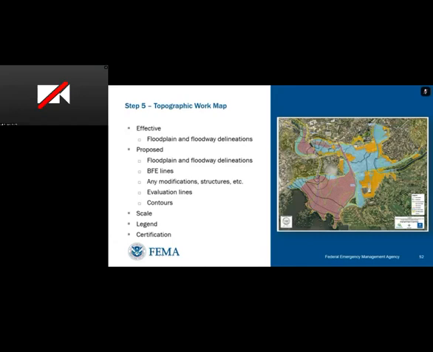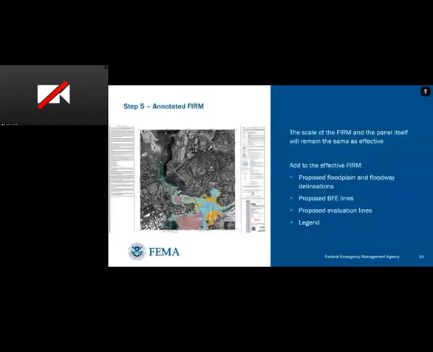They need to make sure they're including their proposed BFE lines, any project modifications, evaluation lines, contours, and by default, they always need to have a scale, a clear legend, and most importantly, this is very commonly missed, is that it needs to be certified by a professional engineer. And that's one of the key differences when we look at our annotated FIRM. It does not need to be signed and sealed.